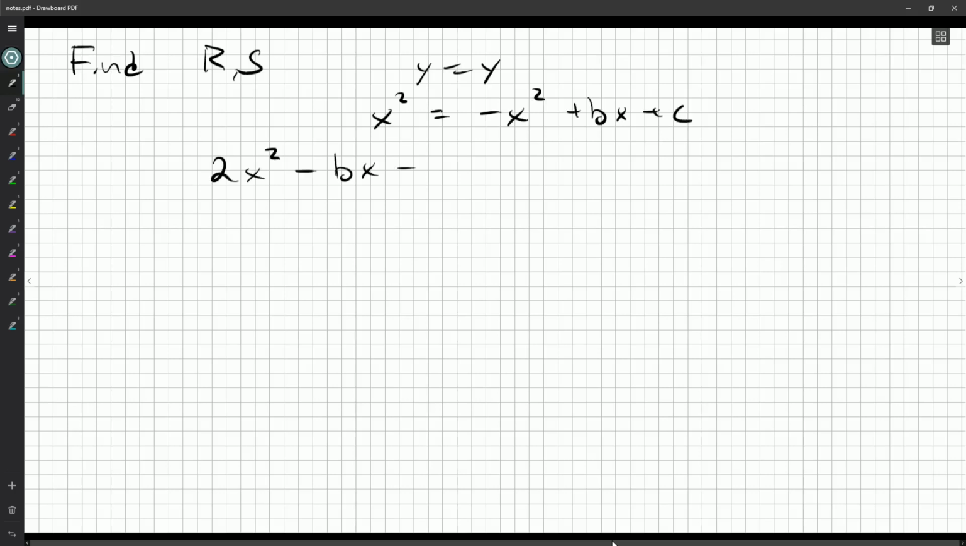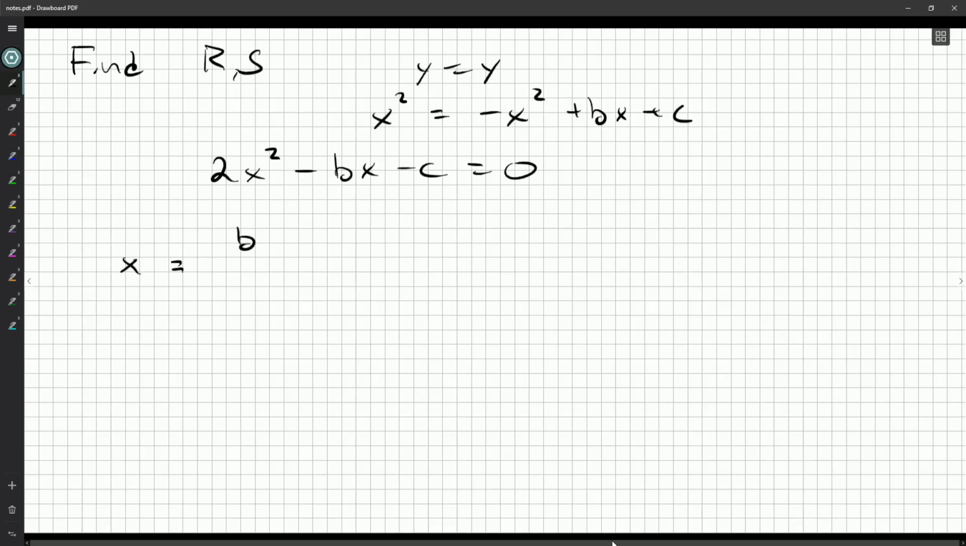So find R and S, and then we'll get formulas for all the 4 points we need, and just to make sure they're distinct, we'll make sure their x coordinates are all distinct or something like that. So y equals y. x squared equals minus x squared plus bx plus c. So we'll say 2x squared minus bx minus c is equal to 0. Sort of have to use the quadratic formula because there's no good way to factor this.